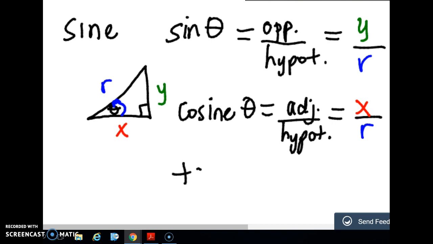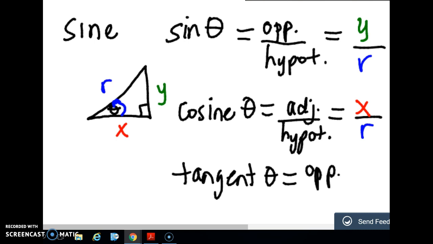And then tangent of theta is, sine was Oscar had, cosine is a heap, tangent is of apples. So it's opposite over adjacent, which is the ratio of y divided by x.